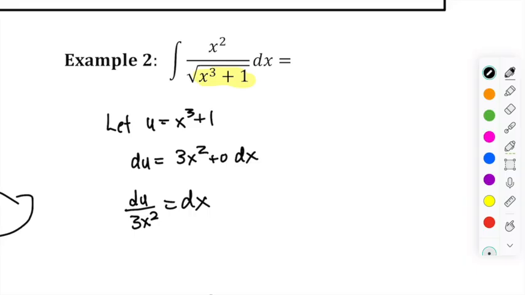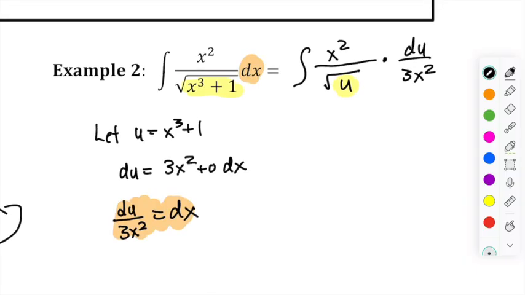Now we have to substitute everything back into our original equation. So now we have everything in u, almost. Whatever you have here when you substitute for dx needs to cancel out with the remaining x's you have. And in this case, it does. So the x squareds cancel. Now we're left with the integral of 1 over the square root of u times 3.